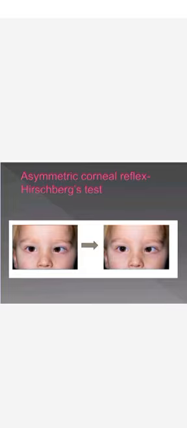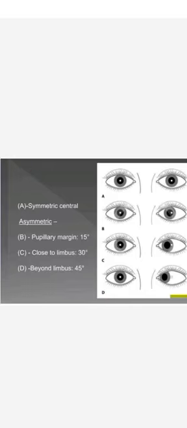Asymmetrical corneal reflection, Hirschberg's test, showing the image. This is the image of the first one. Image A is showing a symmetrical center, and asymmetrical at the pupillary margin is 50 degree angle, and C is showing close to limbus is 30 degree and below to limbus is 45 degree.